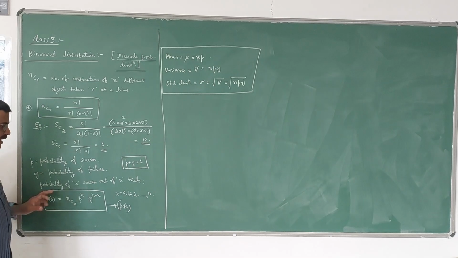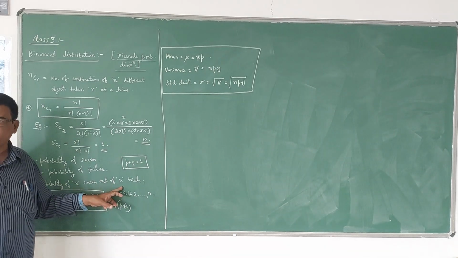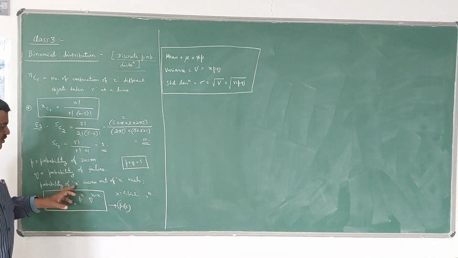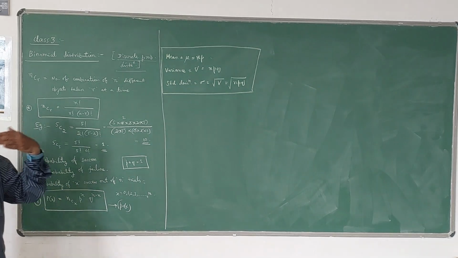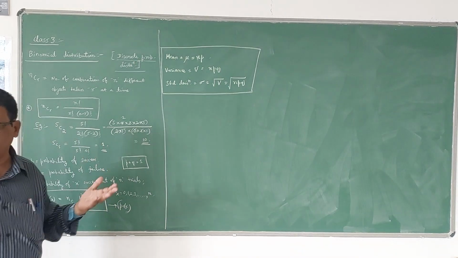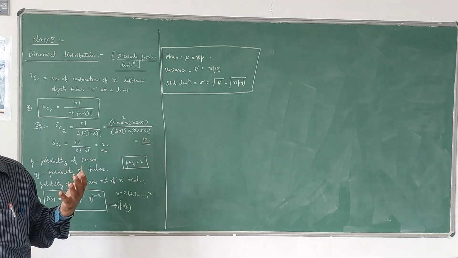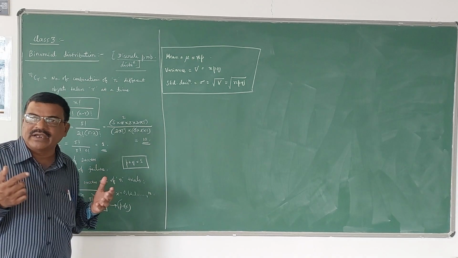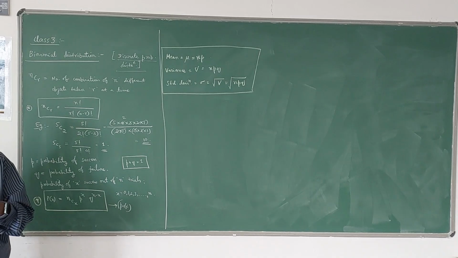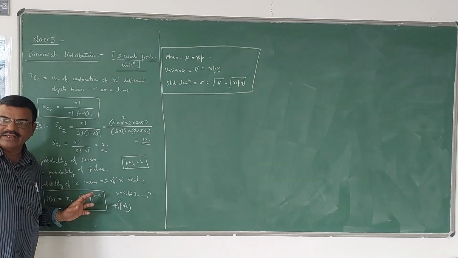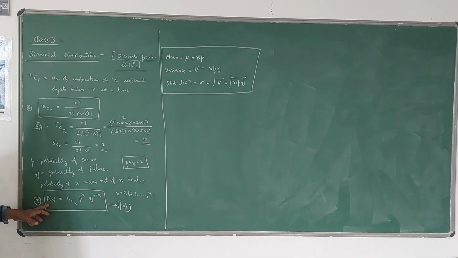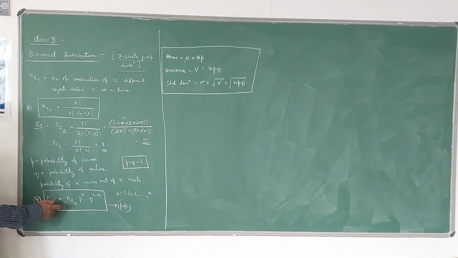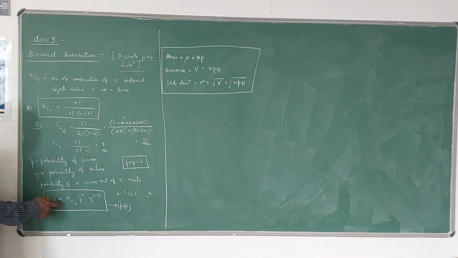If there are n number of experiments or trials, out of which we will get x number of successes. Suppose you are tossing a coin 10 times, then n is equal to 10. Out of that, you may get head 4 times, so then x will be 4. So the probability density function of binomial distribution is given by this. This we should remember.